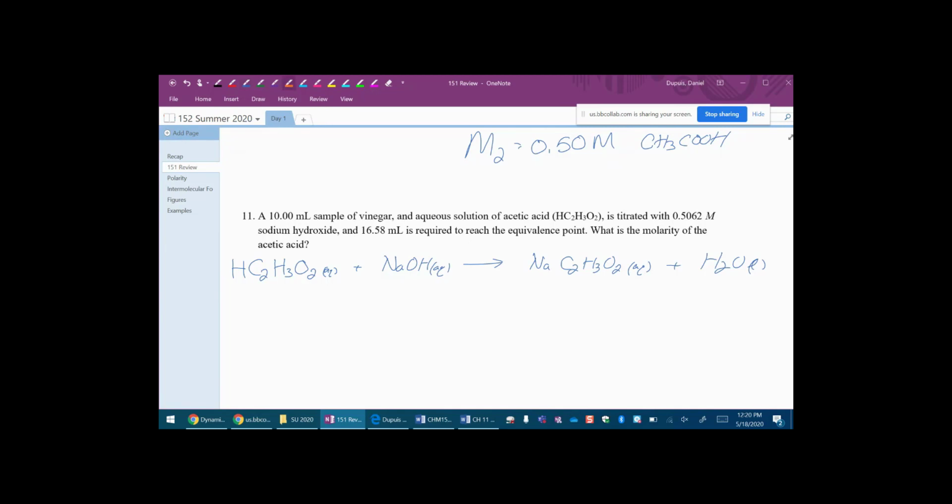So we have 10 milliliters. I don't know the molarity. We have 0.5062 molar, which is large, 16.58 milliliters. There we go. Okay, there we are. So, the limiting reactant is the sodium hydroxide. I start with my 16.58 milliliters.